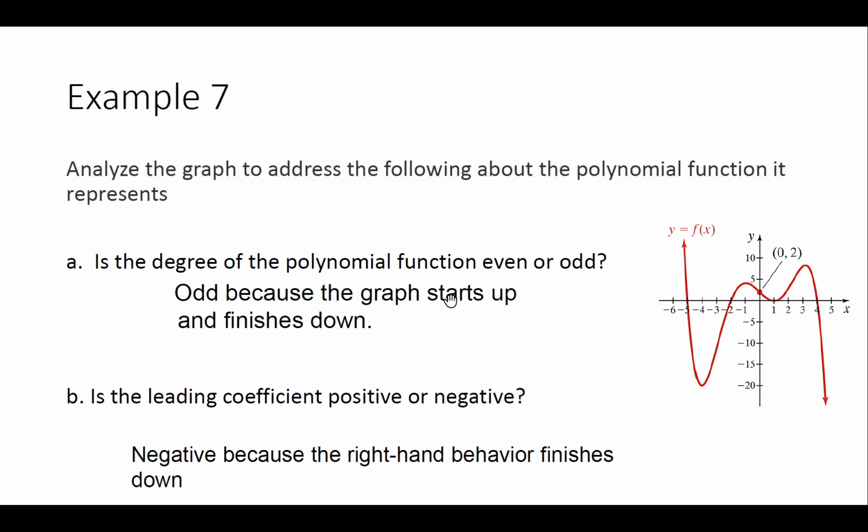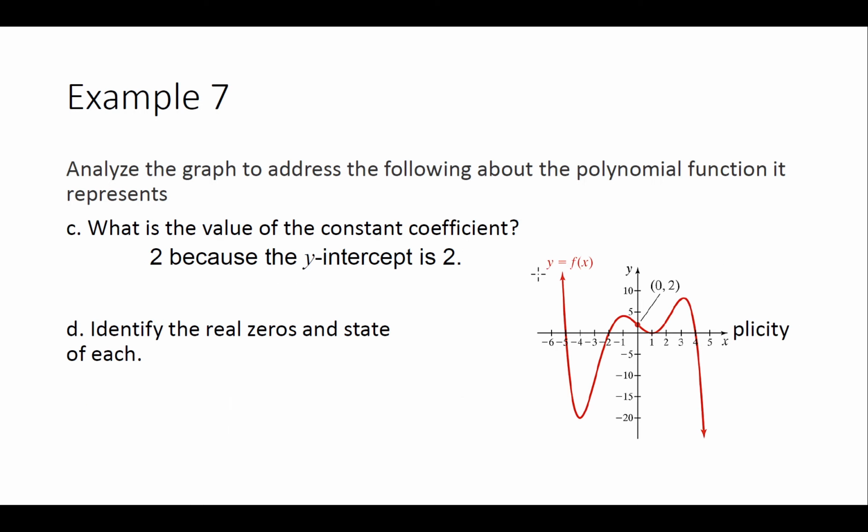So odd, because the graph starts up and finishes down, and negative, because the right-hand behavior finishes down, very similar to the negative x cubed. Now, what is the value of the constant coefficient?